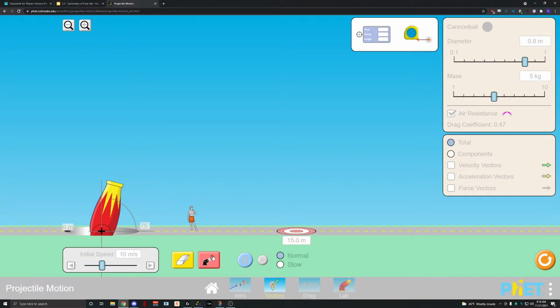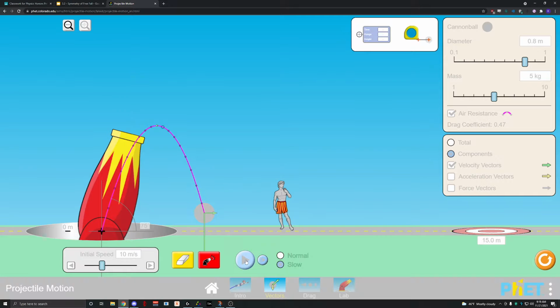So we can see here, I'm going to show you right now. Let's slow this down and zoom in even more. The vertical vector, the green line, is your vertical velocity. The length represents the magnitude of the velocity, so the larger the line, the greater the velocity.